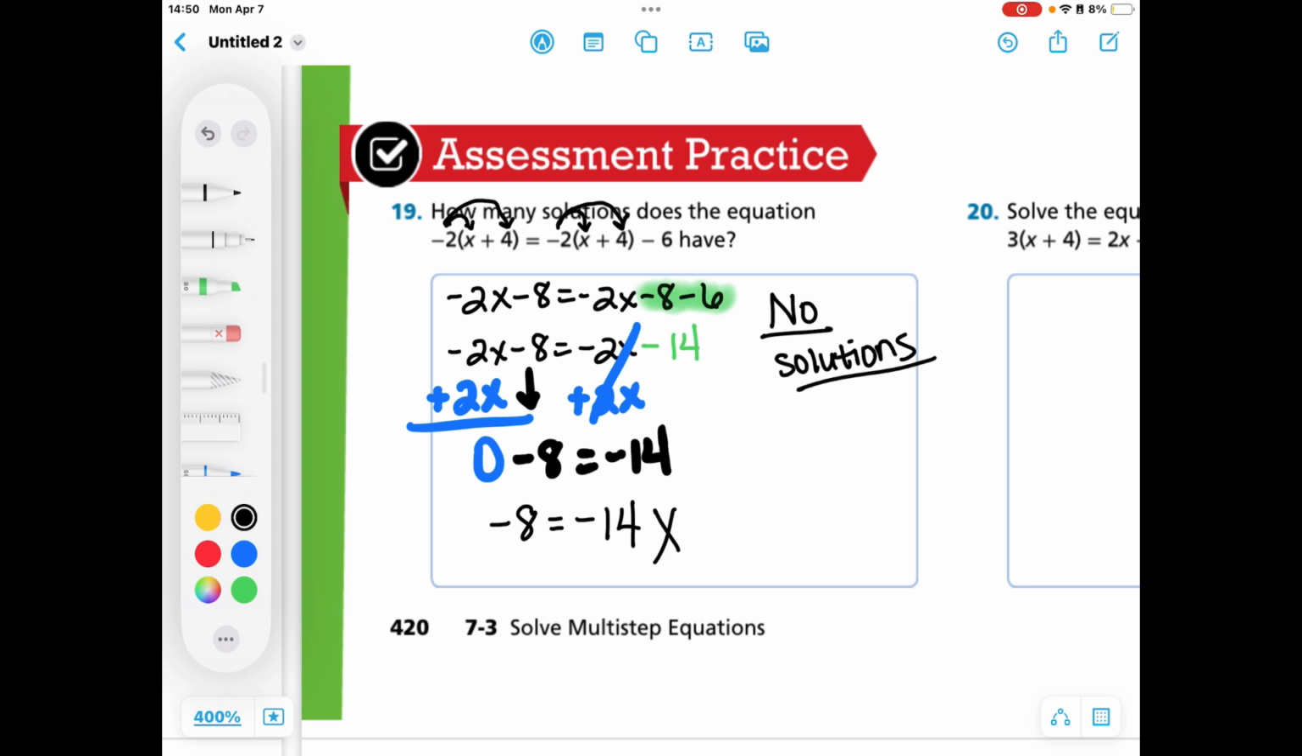And it's no solutions because those x's canceled out and these values did not equal. It's okay if your x's cancel out, but if the values equal each other, that means all solutions, whereas if they do not equal, that means no solutions.